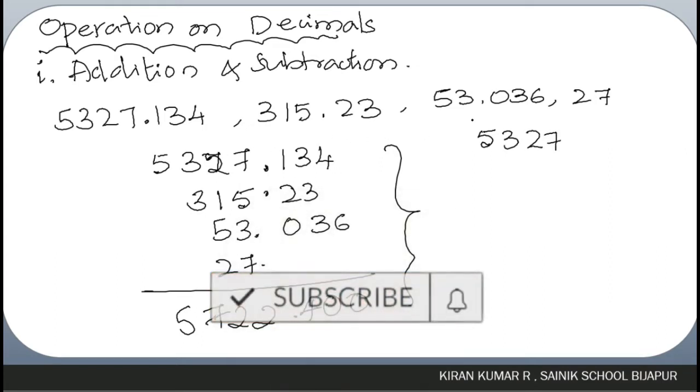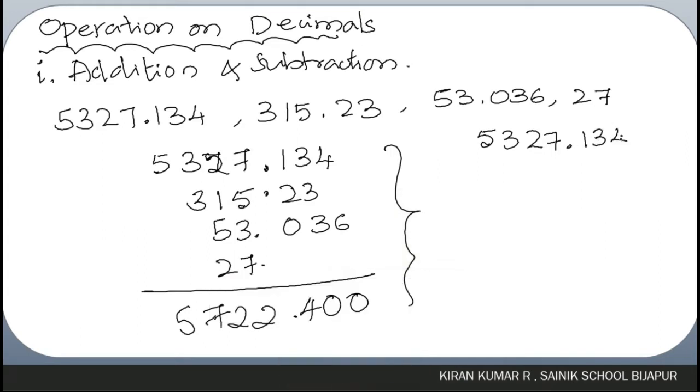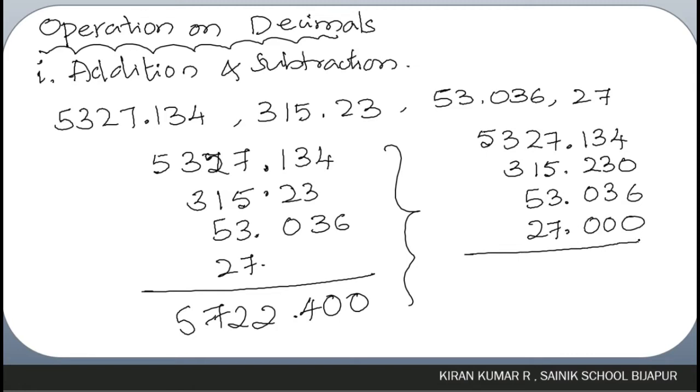Here the maximum number of decimal places is 3. We will convert each one of them with the maximum decimal places. 315.23 can be written as 315.230. Next, 53.036 is already a like decimal because the number of decimal places is 3. 27 can be written as 27.000. Now we can continue adding them.